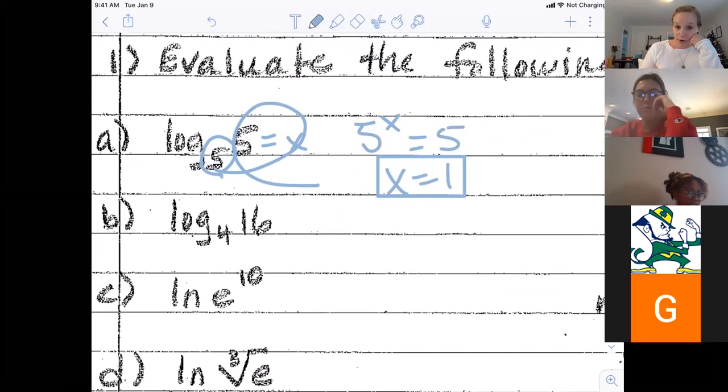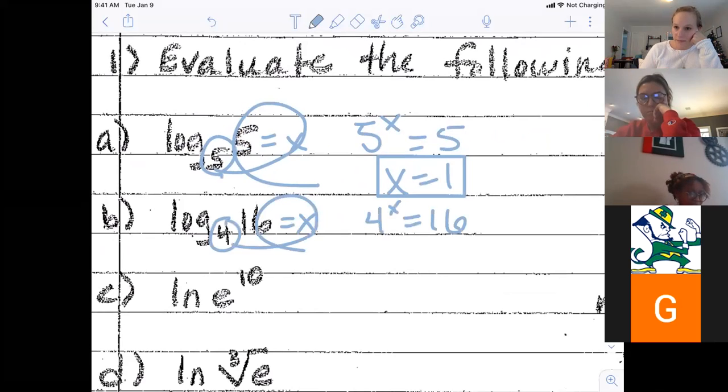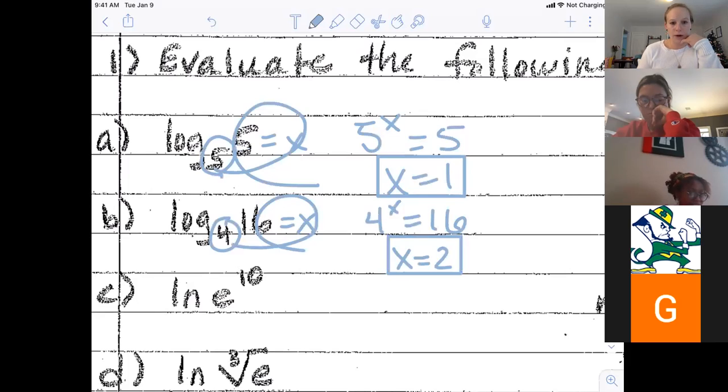All right, I'm going to just keep going down the list. Same thing. Now I have 4 raised to the x equals 16. Well, 4 to what power would be 16? 2. Any questions so far?